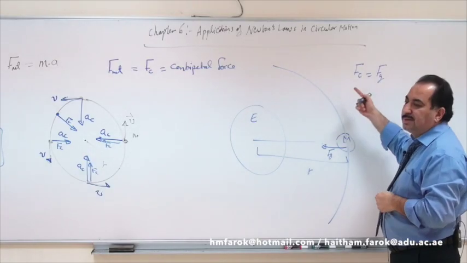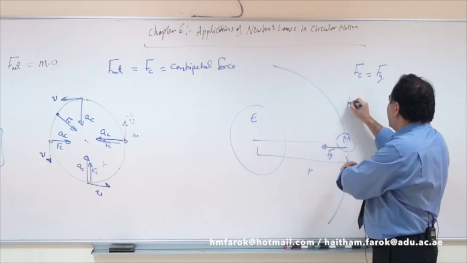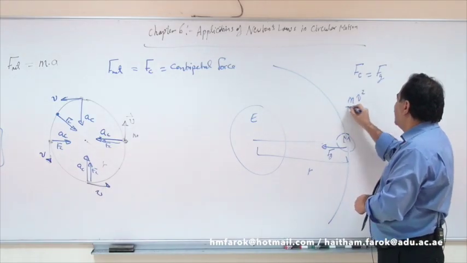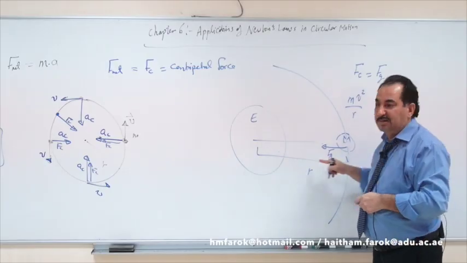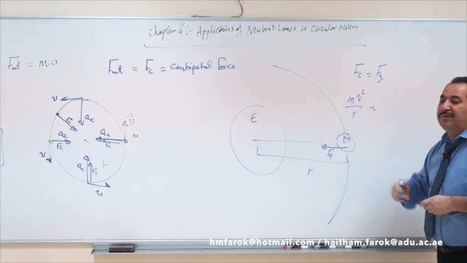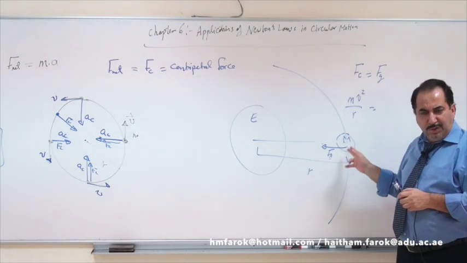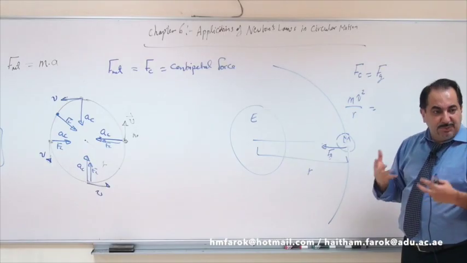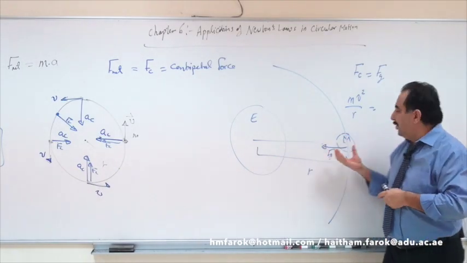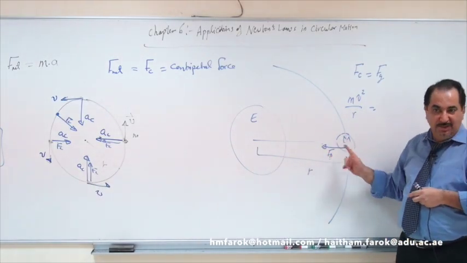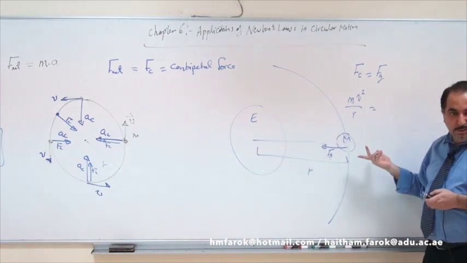Now if I want to substitute, what is Fc? Mass of the moon, speed square of the moon, over the radius, distance, center to center. Force of gravity on the moon. There are two ways here. Force of gravity means weight, yes? It means the weight of the moon on Earth. Think of the moon as a person, yes? What's the weight of the moon on Earth at this distance? It's mg.